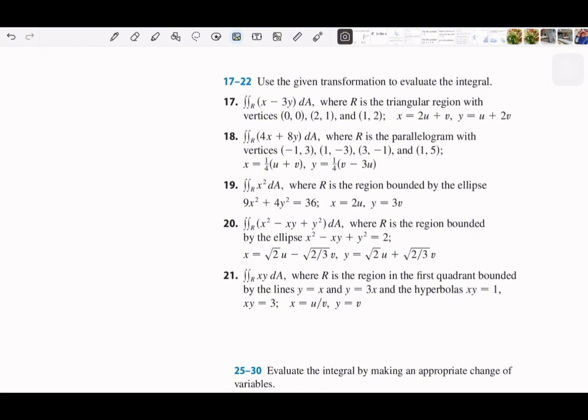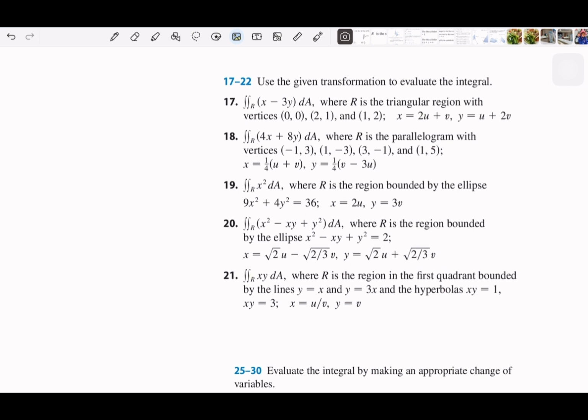So 18 is basically we are given the double integral of 4x plus 8y dx, and then we have the region R. It says that it's a parallelogram with these points as its vertices. And then we have these relations between x and u, v, and y and u, v also, right? Although if the instruction is not given, we can always assume that they are having relations between these variables, right?